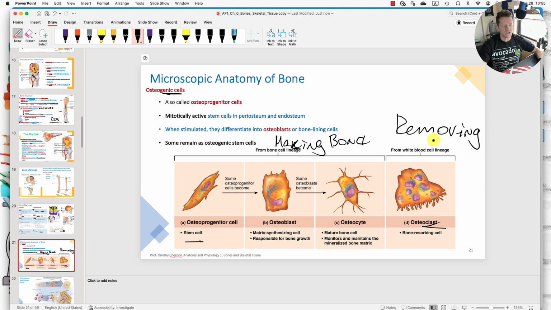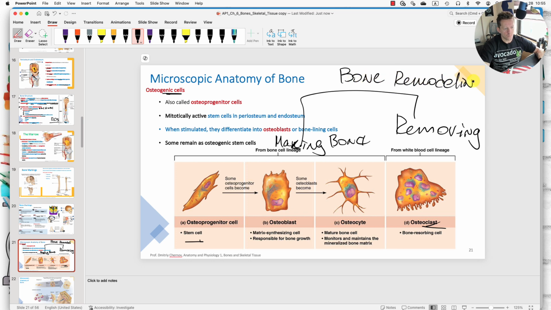The entire process, that making and removing, is called bone remodeling. You remodel tissue. Our body is constantly laying down new bone and constantly removing bone. If there's a fracture, the broken bone needs to be removed. So the osteoclast will remove the old bone, and the osteoblast will lay down the new bone. We can also refer to osteoclasts as the bone resorbing cells. Resorption, taking out. So bone remodeling: osteoclasts remove and osteoblasts lay down.